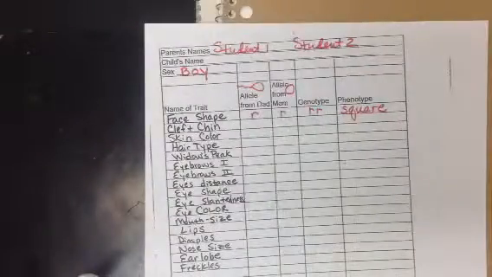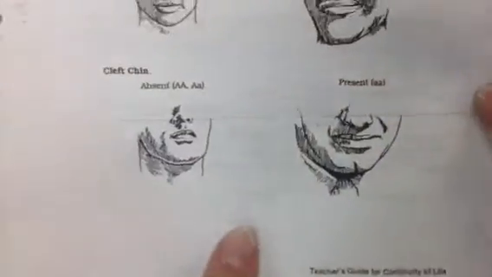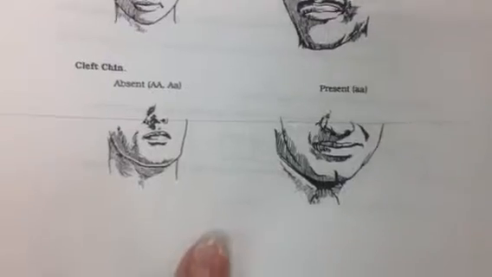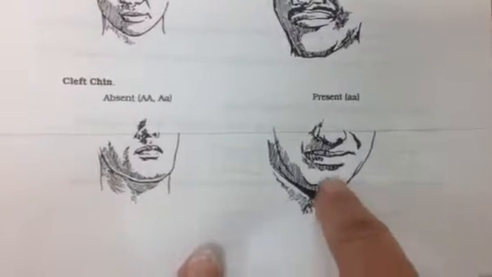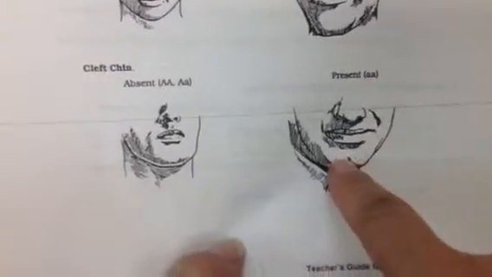So in your packet, you would have to go look for cleft chin. And there it is, cleft chin. What letter will we be using? That's right, A. So it looks like having a cleft chin, if you don't have a cleft chin, that's dominant. But if you do have a cleft chin, that's recessive. A cleft chin is when there's a little crease in the chin like this. Okay, that's a recessive trait. So you would have to have little a to get that.